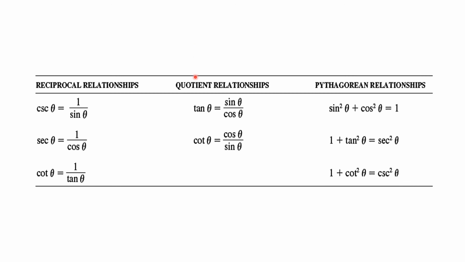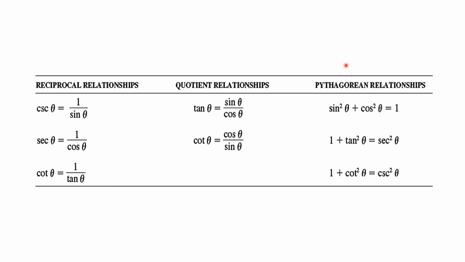On the second column are the quotient relationships. The tangent of an angle is equal to the sine of that angle divided by the cosine of that angle. And the cotangent of an angle is equal to the cosine of an angle divided by the sine of an angle.